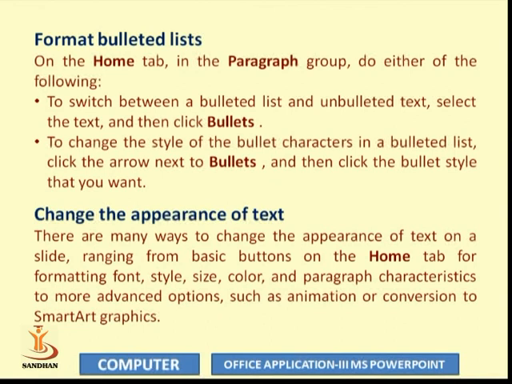Next is how to give bullets. So format bulleted list. On the home tab in the paragraph group, do either of the following. To switch between a bulleted list and unbulleted text, select the text and then click on bullets. Or to change the style of the bullet characters in a bulleted list, click the arrow next to the bullets and then click the bulleted styles that you want.